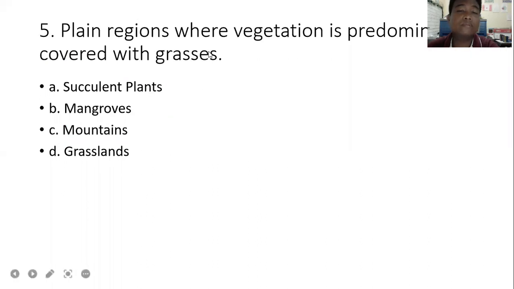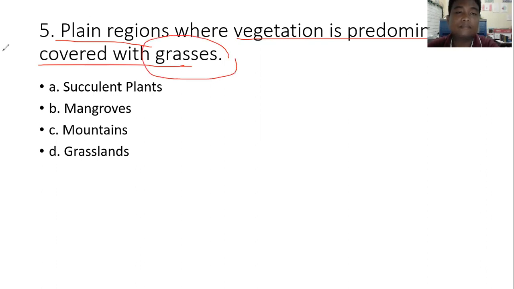Next, plain regions where vegetation is predominantly covered with grasses. So, plain regions, vegetation is predominantly covered with grasses. From the word grasses, then plain, so that's what we call, let's look at the answer. Yes, that's grassland. Okay.